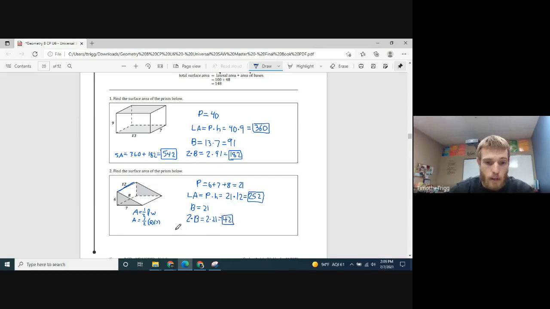To find the surface area, lastly, you take the lateral area plus the two bases, which in our case will be 252 plus 42. That gives us a total surface area of 294. Okay, hopefully I'm not going too fast. Hopefully you're able to see what we're going for here.